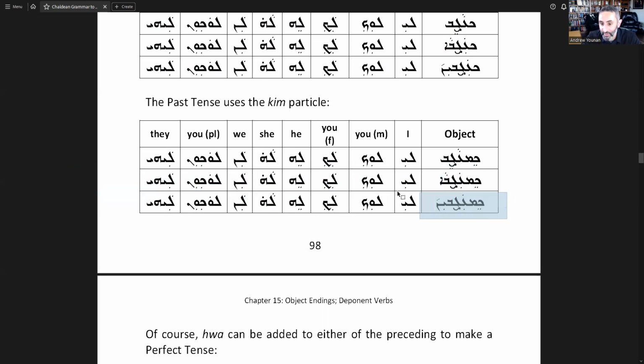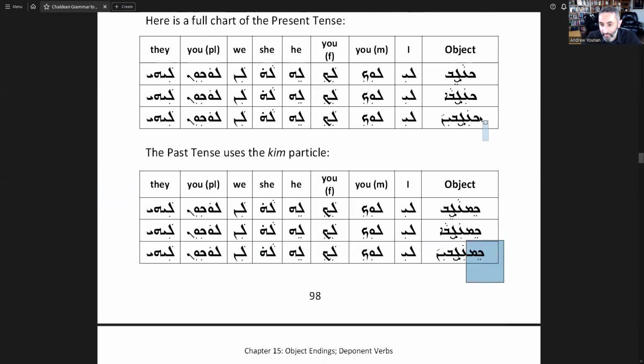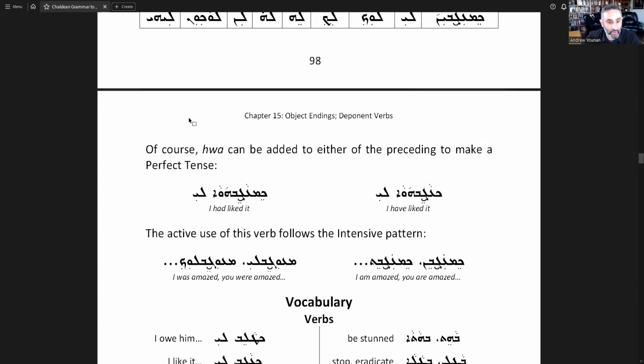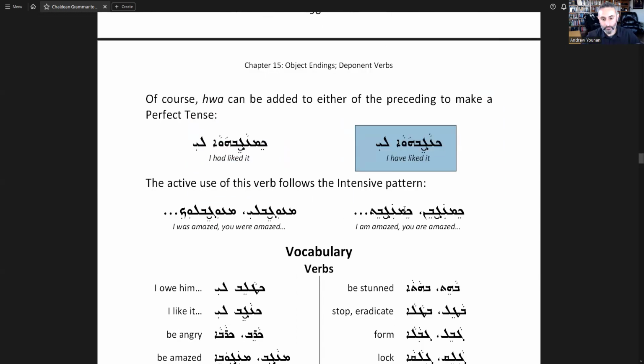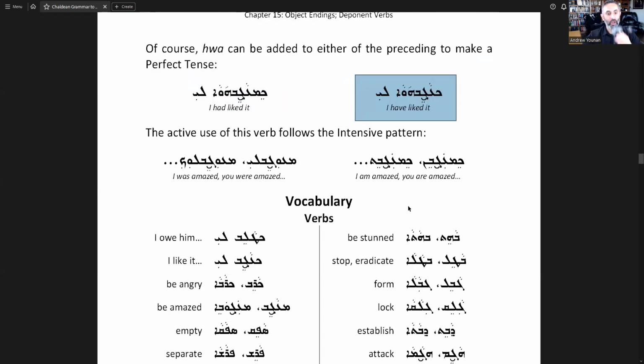The kim by itself indicates the past tense. The kap by itself indicates the present tense. Okay, and then you can add hua, as always. Kam ajib wali, I have liked it. Kim ajib wali, I had liked it. Ajib wali, I have liked it. Almost there. Okay.